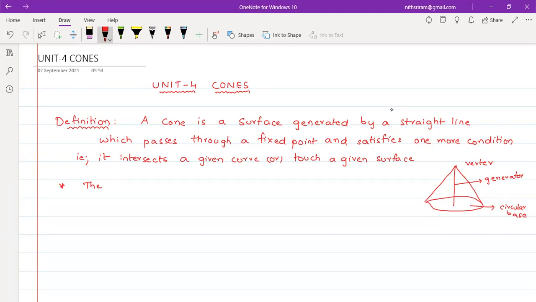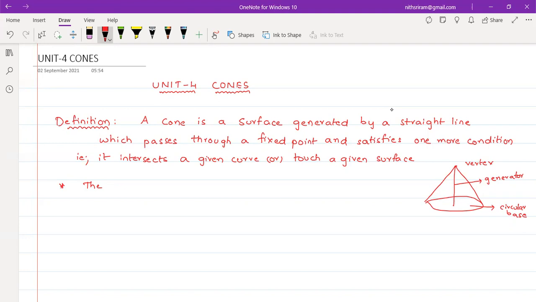So coming to the definition, a cone is a surface generated by a straight line. Here the straight line is nothing but the generator, which passes through a fixed point. Yes, it passes through the vertex, and satisfies one more condition, that it intersects a given surface. Here the surface is nothing but the circular base. So we call this a cone.